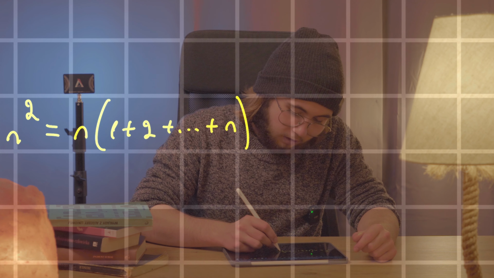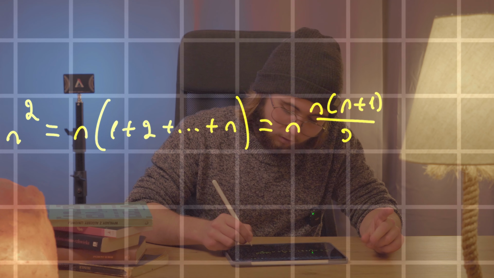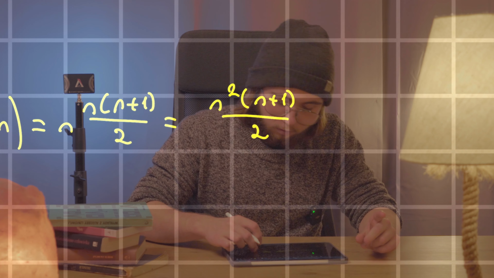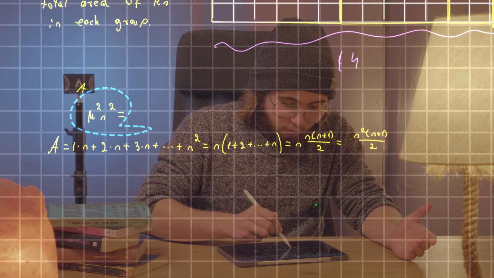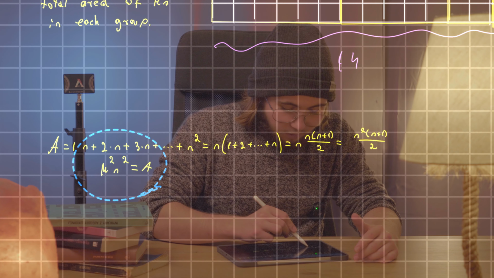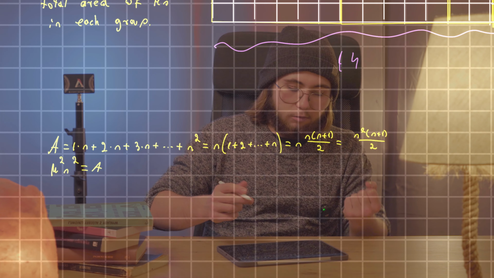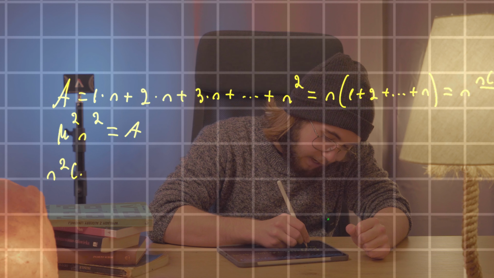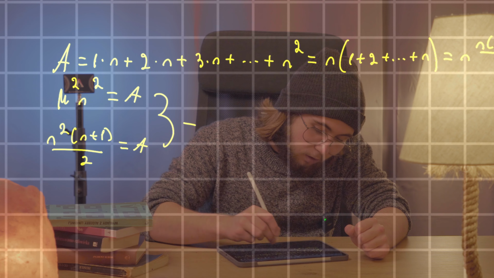Well, this is going to be equal, as I said, I have it somewhere on my channel, n multiplied by n plus 1 all over 2. So the area is equal to n squared multiplied by n plus 1 all over 2. Well, that's really awesome, because we have two equations for the area. If both k squared n squared and also n squared times n plus 1 all over 2 are equal to area, then those are equal to each other.